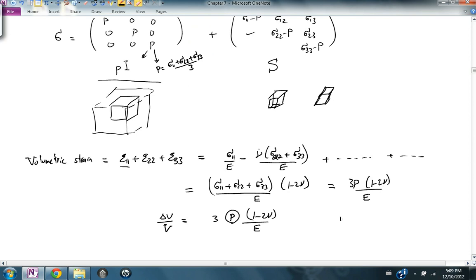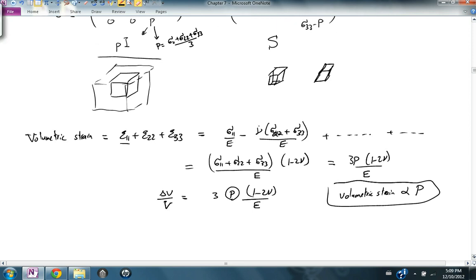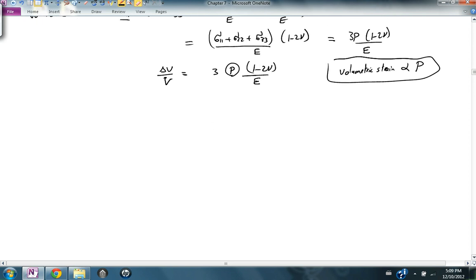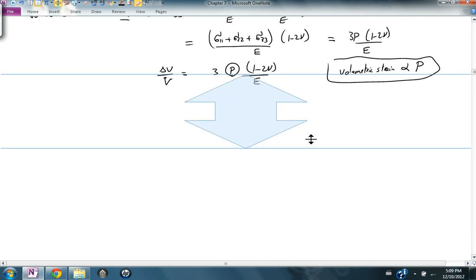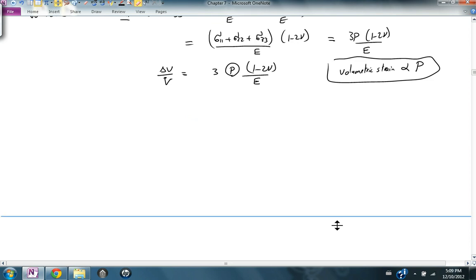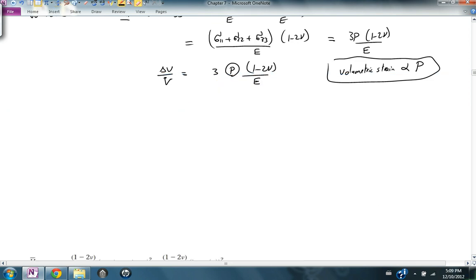So P, volumetric strain, is directly proportional to the hydrostatic stress P. Now, utilizing this fact and utilizing the strain energy equation, we can further decompose the strain energy into two components.